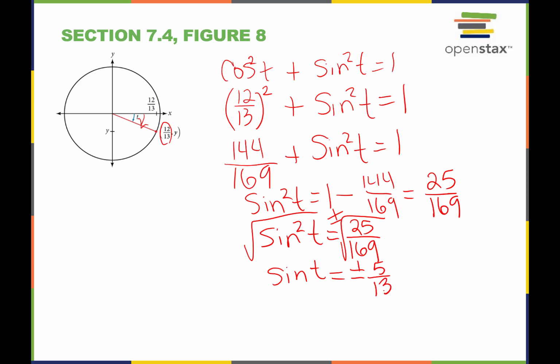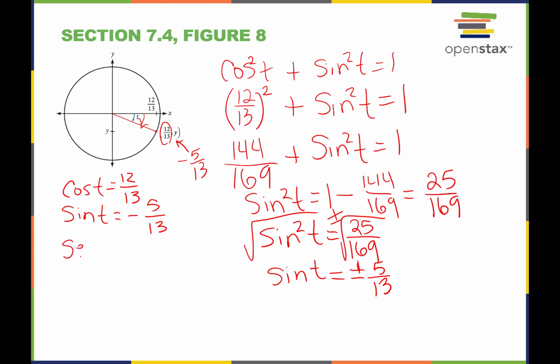Now, how do we decide whether we're going to use the plus or the minus? If you notice, this angle is in the fourth quadrant. And in the fourth quadrant, that y value should be negative. So I know that this should be minus 5 over 13 rather than plus 5 over 13. So I know that my cosine of the angle is 12 over 13. That's my x-coordinate. I know that my sine of the angle is minus 5 over 13. That's my y-coordinate. Now we can use our fundamental identities to find the rest of our trig functions.